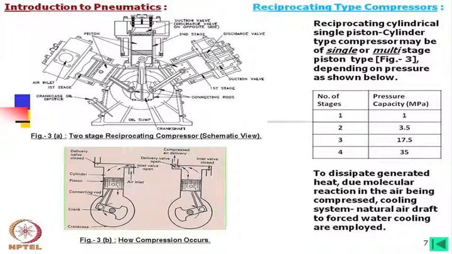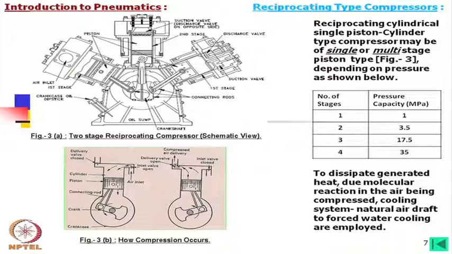Okay. But for higher pressure, maybe in case of 2 stage, 3 stage, and 4 stage, you need to have forced cooling. And usually cooling by water is done, other fluid can be used. In case of, say, refrigerator systems, if some cooling is required, no water is used.